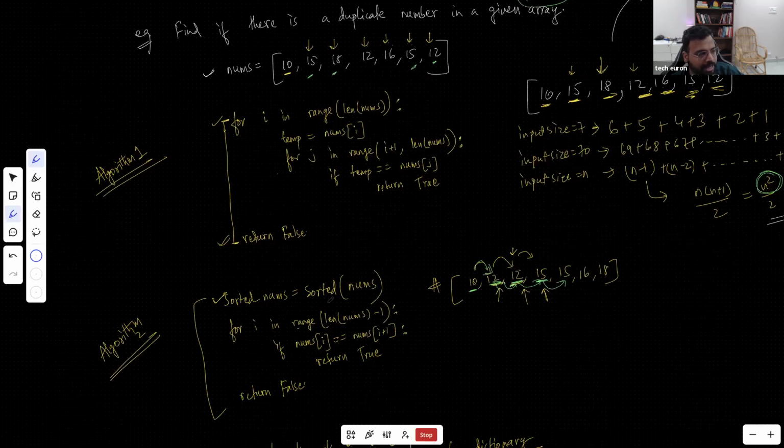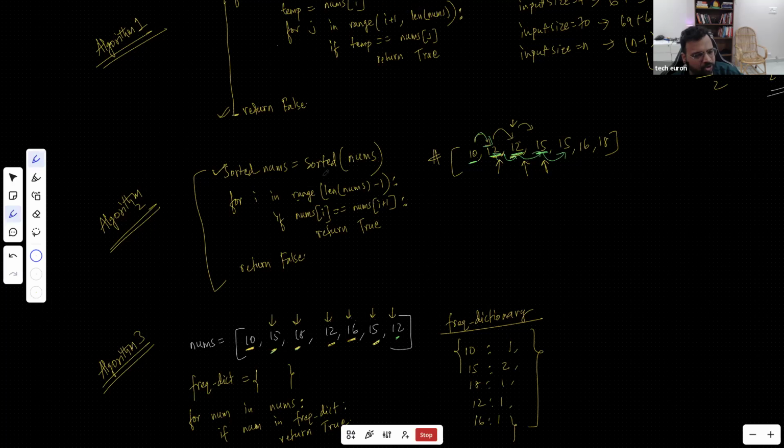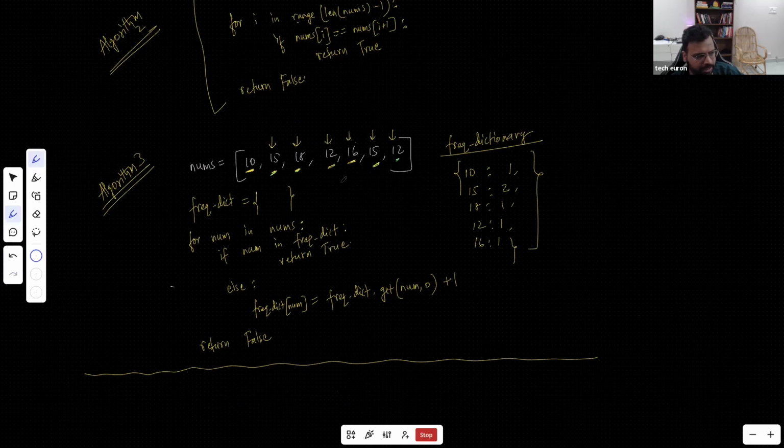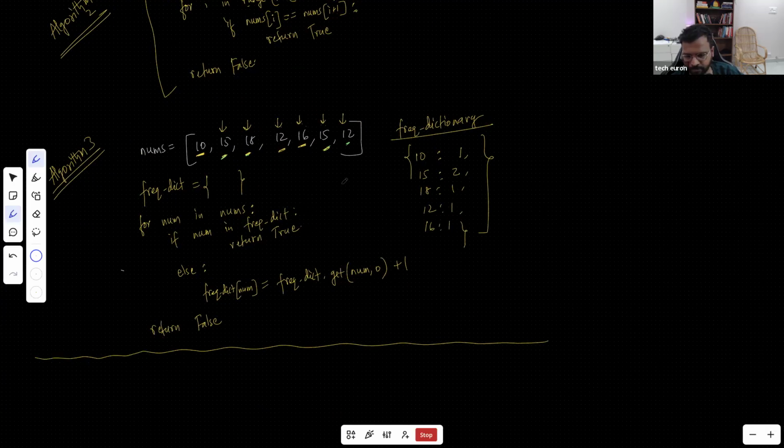Okay, let us talk about algorithm 2. Algorithm 2 we cannot talk about because sorting takes some steps which we don't know right now. So put algorithm 2 aside for now. Algorithm 3, let us come to algorithm 3 and compare it.